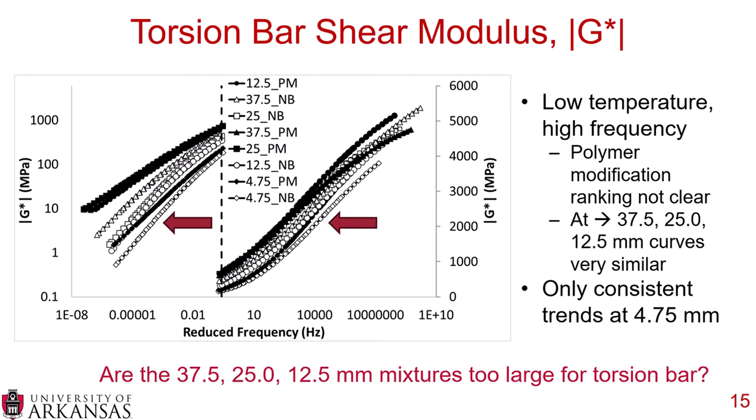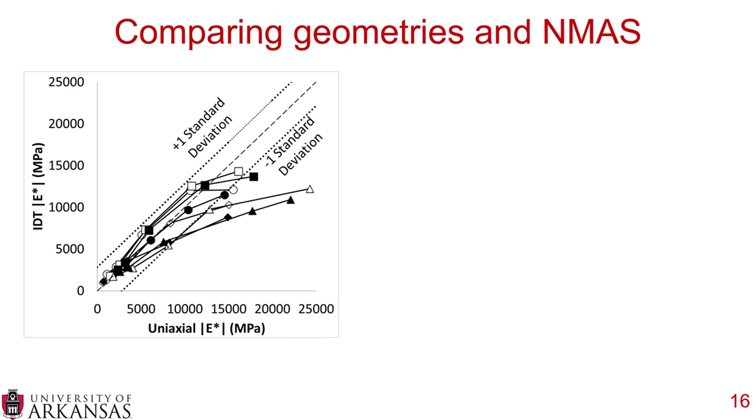So this is one way to look at the dynamic modulus data, through these standard dynamic modulus reduced frequency curves. But we also took another way of looking at this analysis, and this is by comparing the geometries in the nominal maximum aggregate sizes. You can see where we have the uniaxial on the x-axis and the IDT on the y-axis, and we just did a plot of equality. If these two tests were showing the exact same behavior, then all of the data points would line up along that middle dotted line, the line of equality.